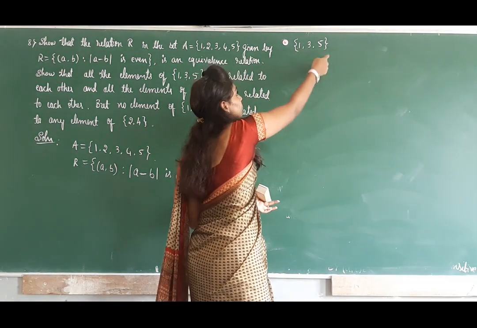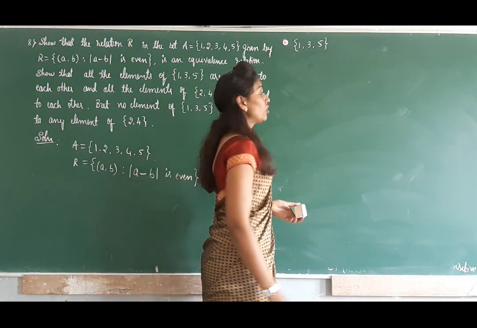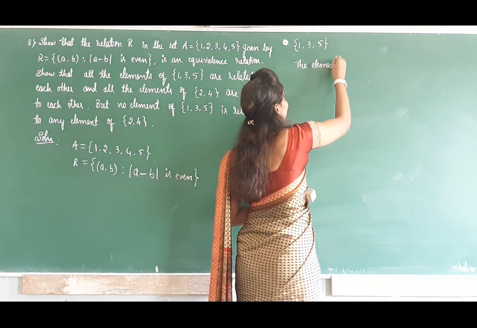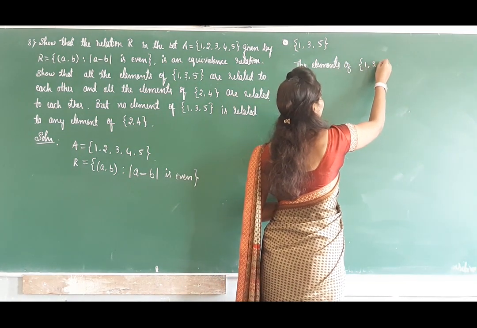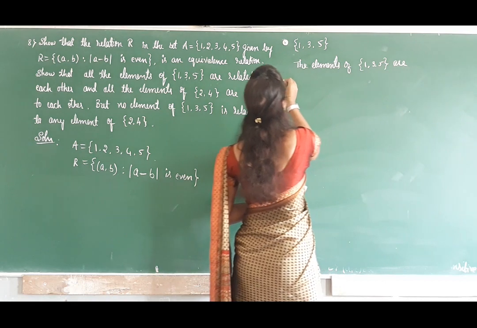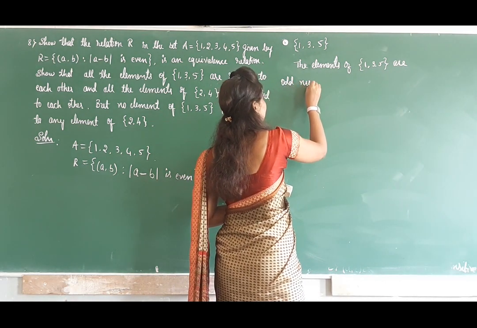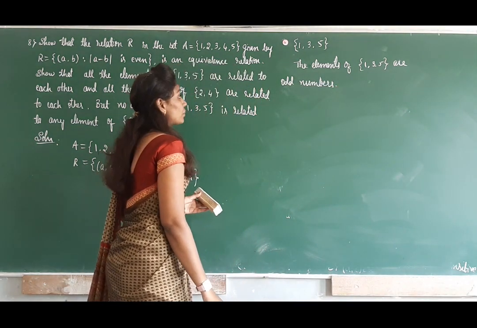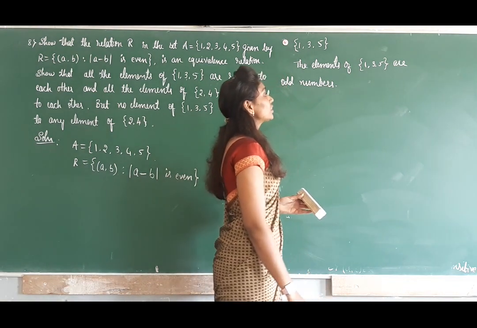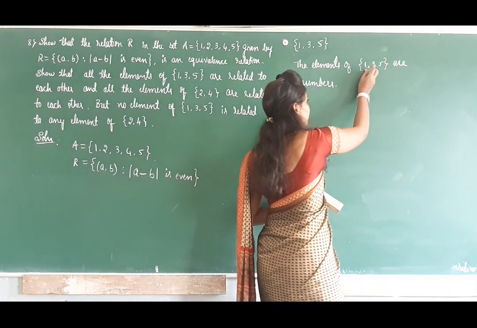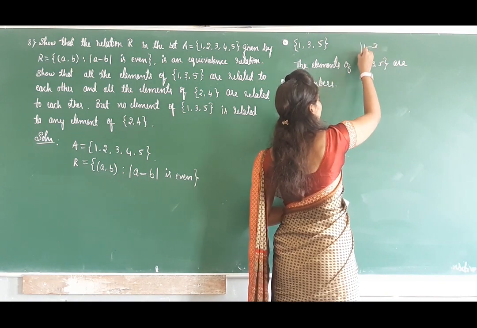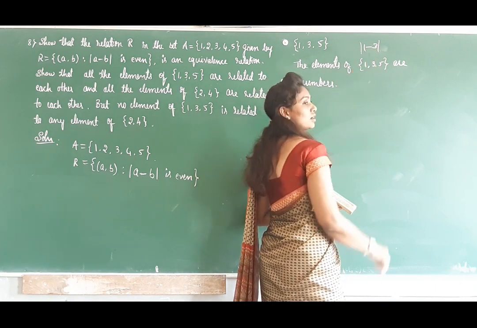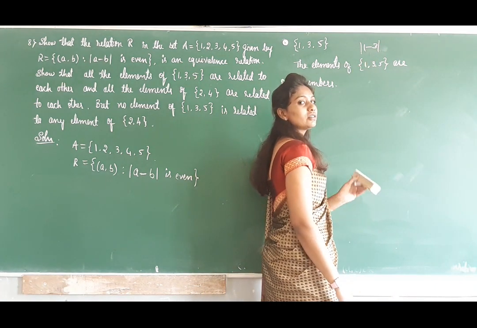Observe. 1, 3, 5 elements are odd numbers. Right? So the modulus of the difference is an even number. See here, 1 minus 3. Modulus of 1 minus 3. What do we get? Modulus of minus 2. Modulus of minus 2 is plus 2. Plus 2 is an even number.